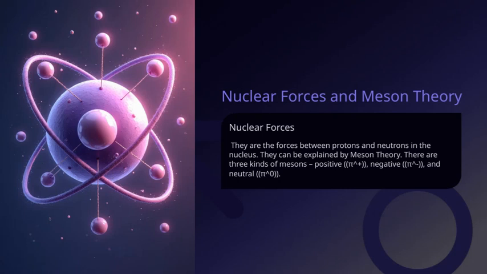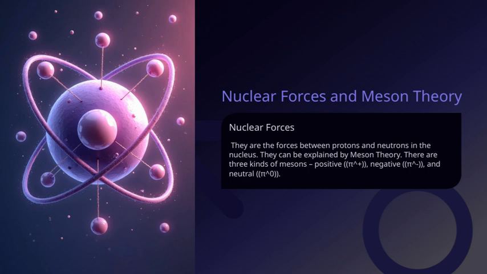Now, let's talk about the forces that exist between protons and neutrons inside the nucleus. These forces are what hold the nucleus together, despite the repulsive electrical forces between positively charged protons. They are known as nuclear forces. These nuclear forces can be explained through what's called meson theory. Essentially, mesons act as the particles that mediate or carry these forces between nucleons, which are protons and neutrons. There are three main types of mesons involved here.